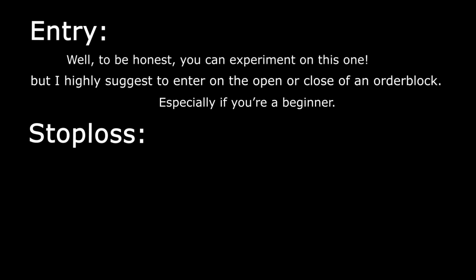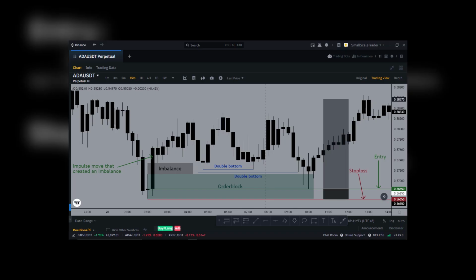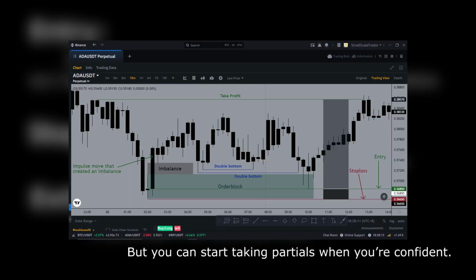The stop loss. It should be less 1 point above or below the order block. The take profit should be the previous high and low when you're new, but you can adjust to take partials when you're confident.